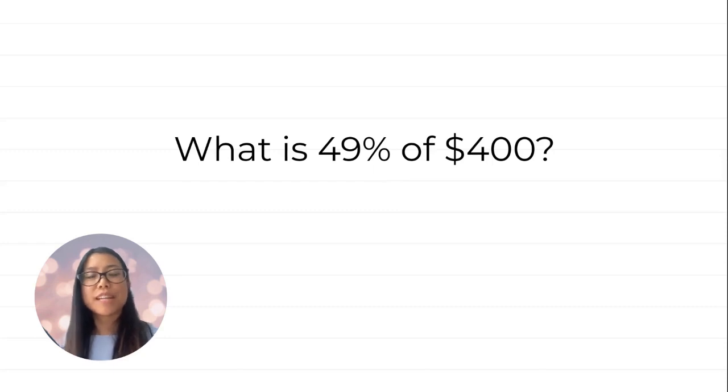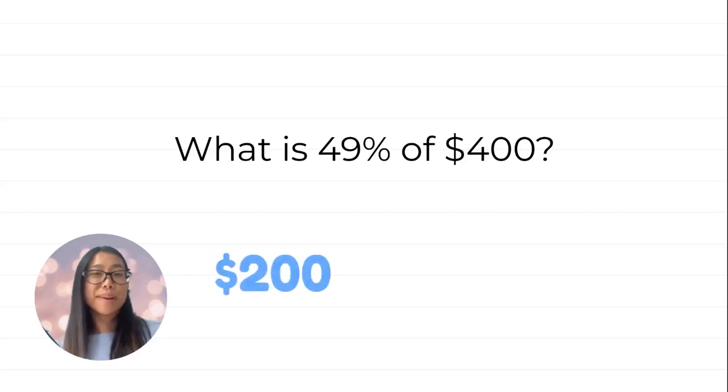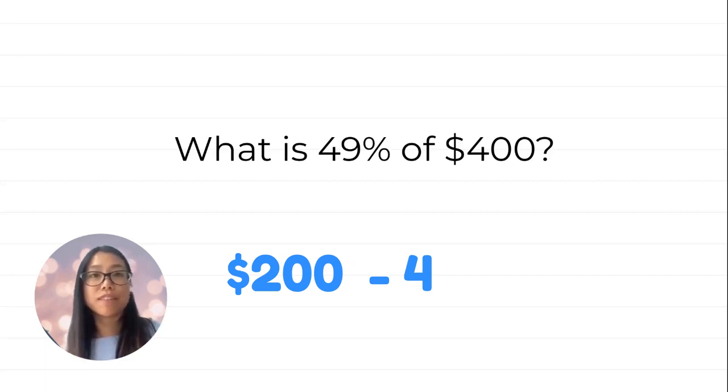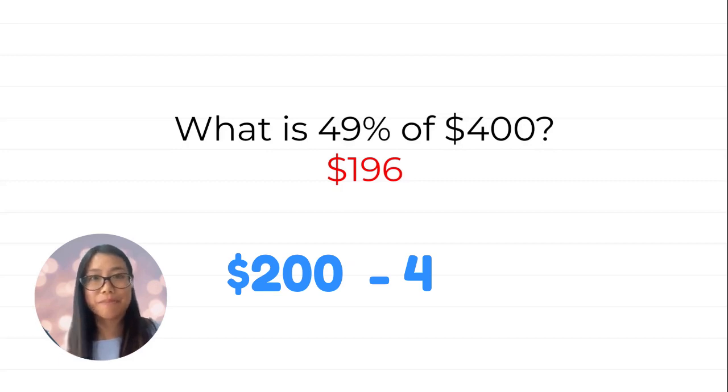All right, let's try 49% of 400. Again, let's use a nice benchmark percentage, 50%. 50% of 400 is 200. Now we've added 1% 4 times too many. So that's $4 extra we've added to the 200, meaning that 49% of 400, instead of 200, it's going to be 200 minus 4, which gives us 196.